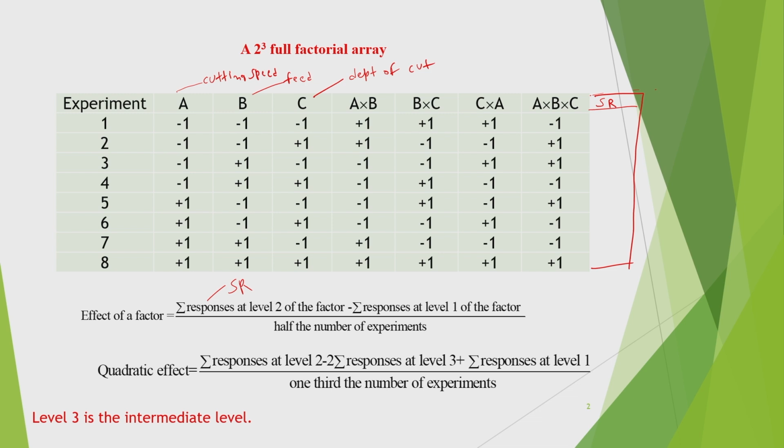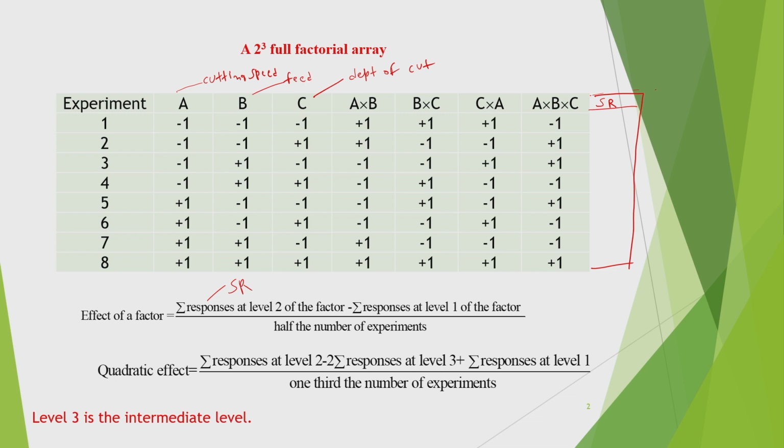Now, to understand the effect of these factors on surface roughness, you need to conduct experiments. Taguchi said that it can be done in the full factorial way. That is one way, but we can also do it in a fractional factorial way. Let us discuss the full factorial way.